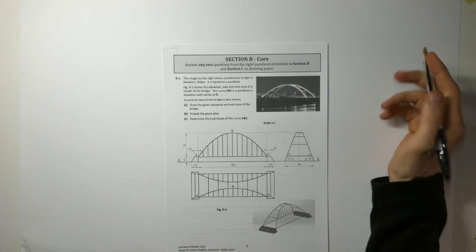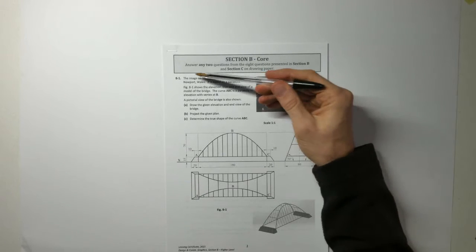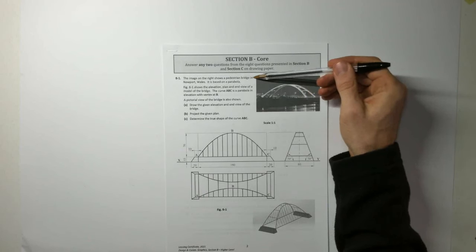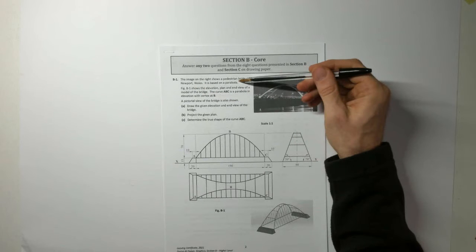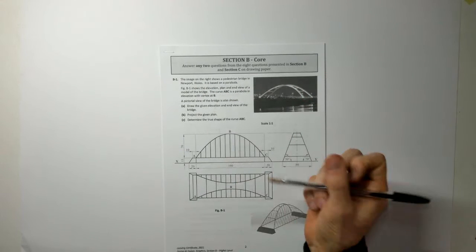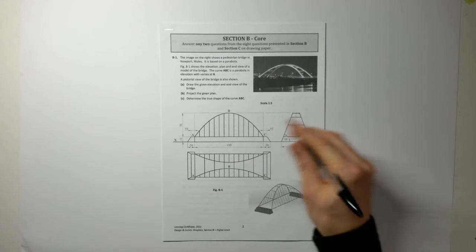Welcome to 2021 question B1. So the image on the right shows a pedestrian bridge in Newport, Wales. It is based on a parabola. Okay, so it's linked to Conics and an orthographic projection question.